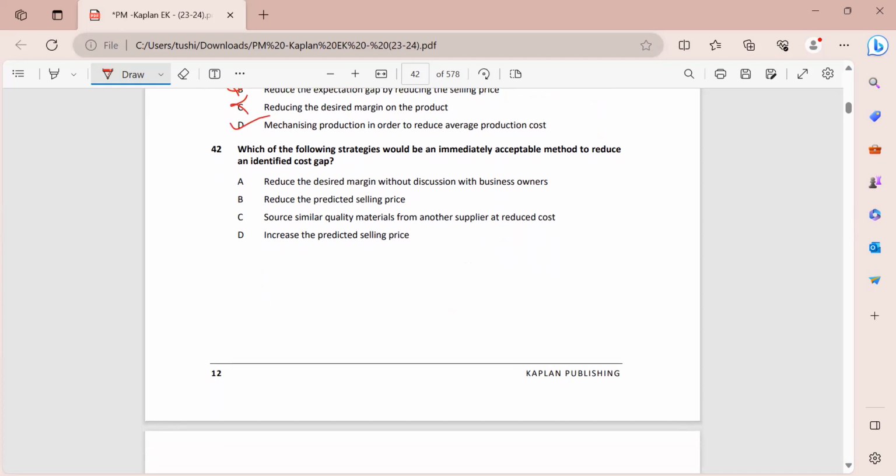Moving on, which of the following strategies would be an immediately acceptable method to reduce an identified cost gap? First, reduce the desired margin without discussion with the business owners. We cannot do that. Reduce the predicted selling price. Again, selling price reduction will not help with target costing. Source similar quality materials from another supplier at a reduced cost. Perfectly, this is something that can be done. This will be a good way to reduce your cost gap. Then increase the selling price. Again, in a competitive market, increasing the selling price may not be immediately acceptable to us. All right.